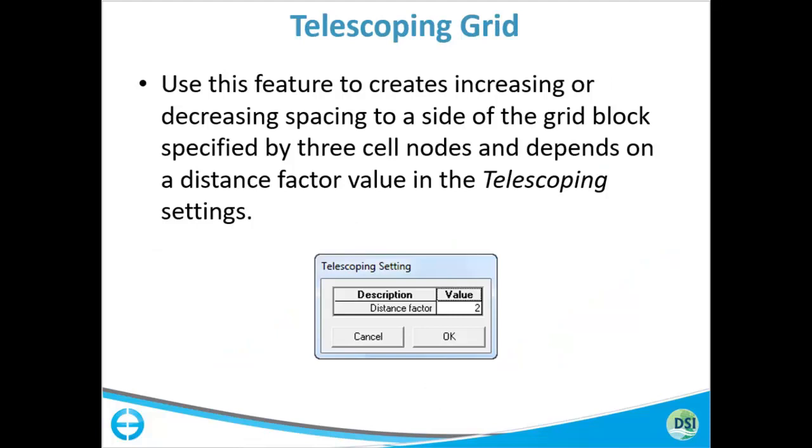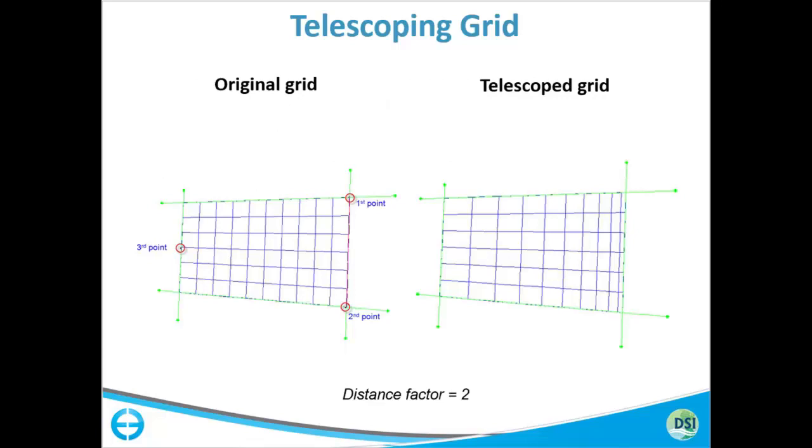So telescoping grid, as I mentioned earlier, will be finer at the starting point, and as you go further, it will be more coarsened. There is a distance factor that you can play around with. The higher you choose, the coarser the grid will be towards the further point. Let's look at an example. So this is our original grid.